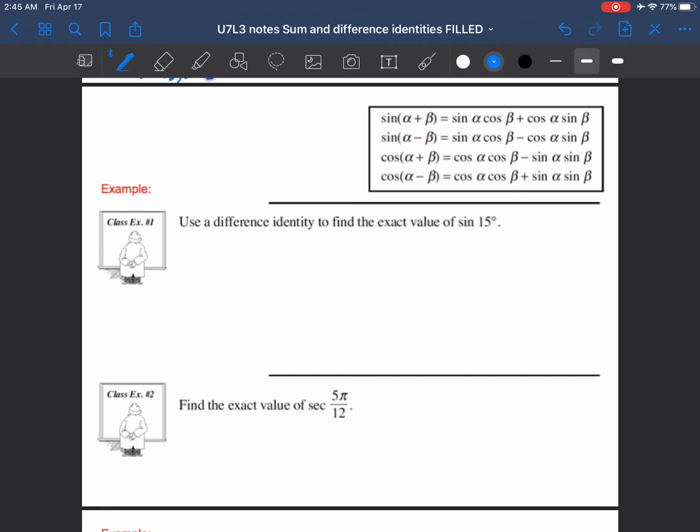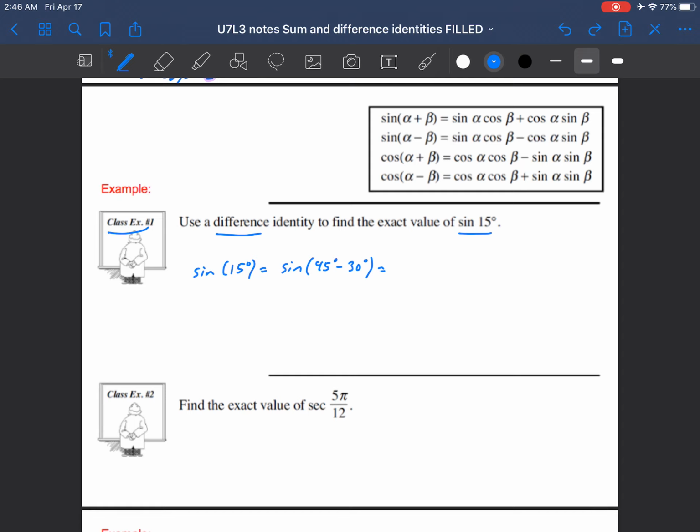Okay, so first example here. Use a difference identity to find the exact value of sine 15. This means I want to create a difference, right? That gives me 15. So I'm going to use 45 and 30. So the sine of 15 degrees is really equal to the sine of 45 minus 30 degrees. And now I can use this identity right here and go through it.